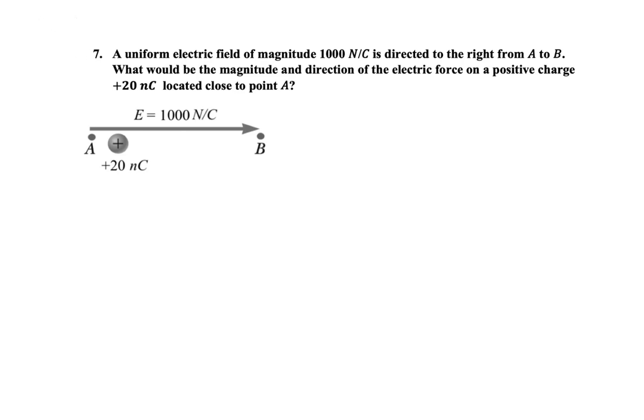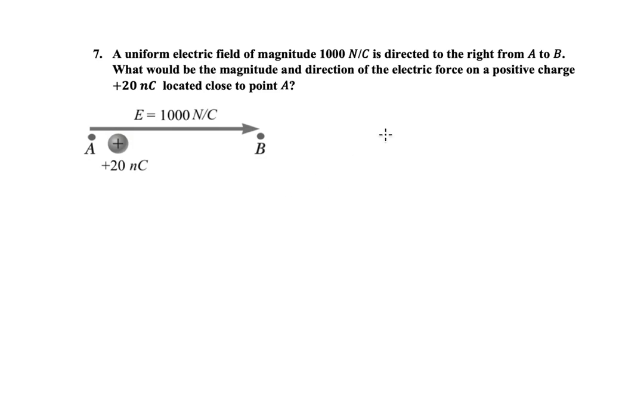So here we are going to solve another problem on electric field and electric force. We have a uniform electric field of magnitude 1000 Newton per Coulomb directed to the right from A to B. What would be the magnitude and direction of electric force on a positive charge of plus 20 nanocoulomb located close to point A? So there is a charged object kept here in the electric field.